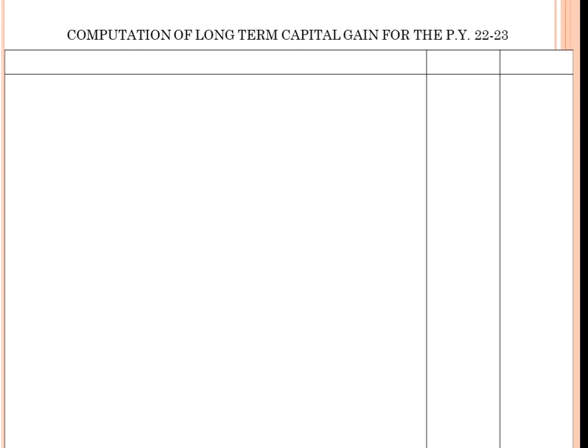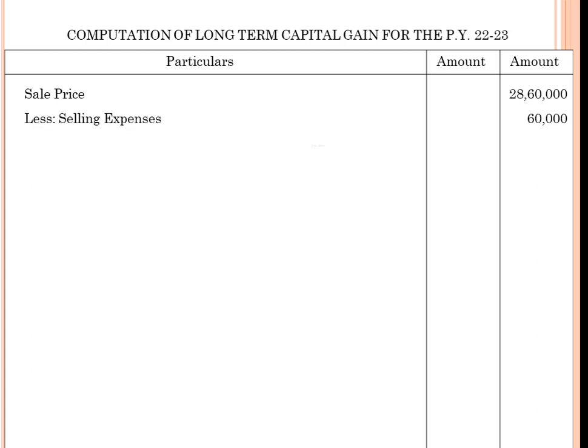Next, write down the heading: computation of long term capital gain for the previous year 22-23, and divide it into three columns: particulars, amount, and start with the sale price. The sale price is given as how much? 28 lakh 60,000, less selling expenses of 60,000, and the balance we call the net consideration, 28 lakhs.